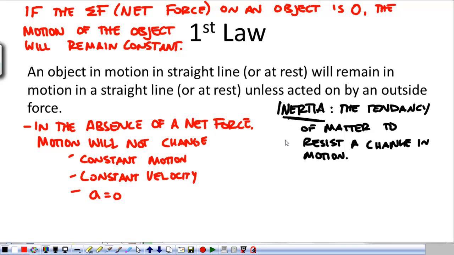That's inertia. Now, the way we measure inertia and the way that physicists talk about inertia is that it's equal to mass. The more mass an object has, the more inertia that object has. The more mass an object has, the more it's going to want to continue in constant motion. The more mass an object has, the harder it's going to be to change the motion of that object.